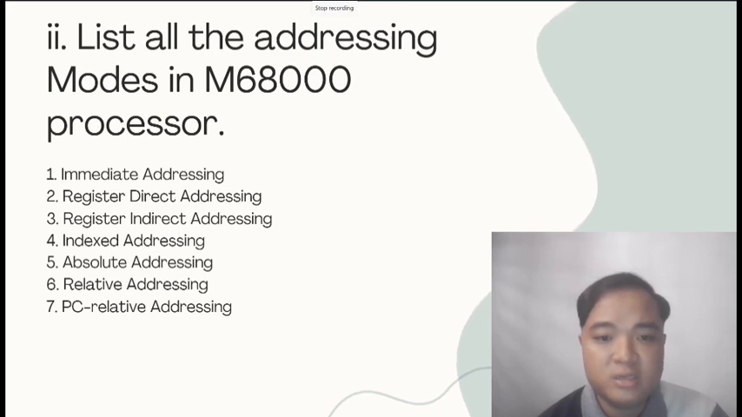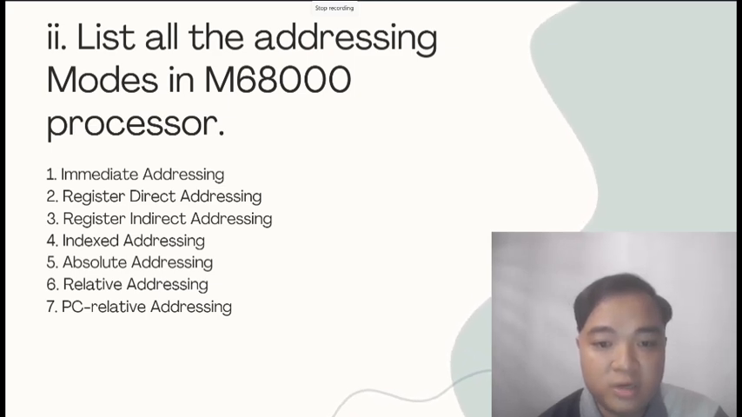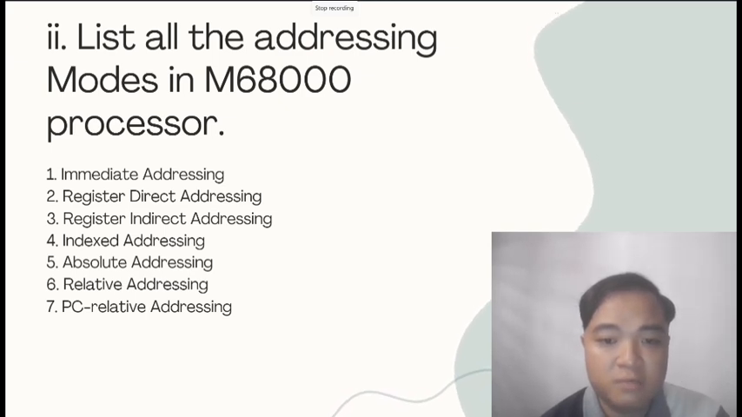Fourth, index addressing. This mode uses a base address from a register plus an offset value. For example, move 4(A1), D0 means get the data from address A1 plus 4. It is commonly used to access elements in an array.